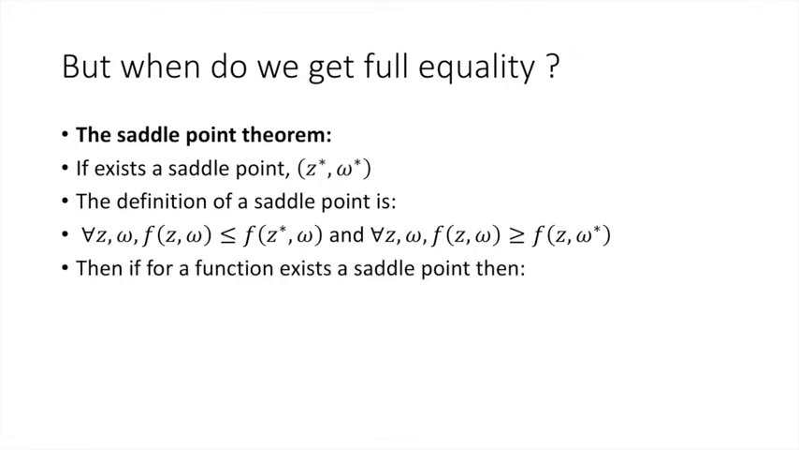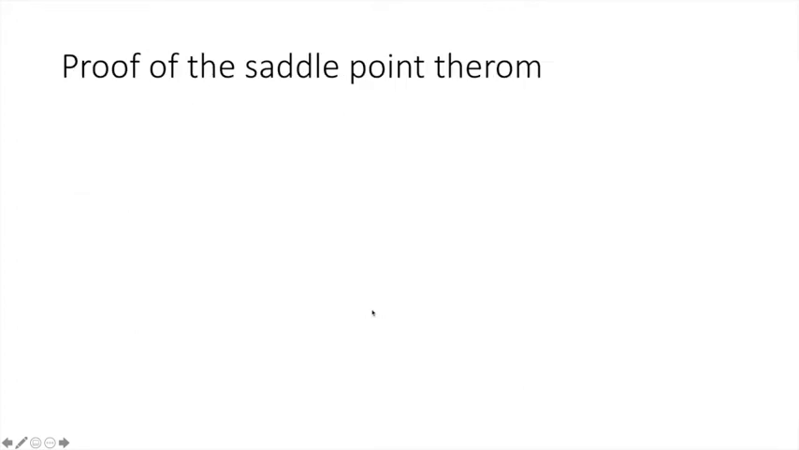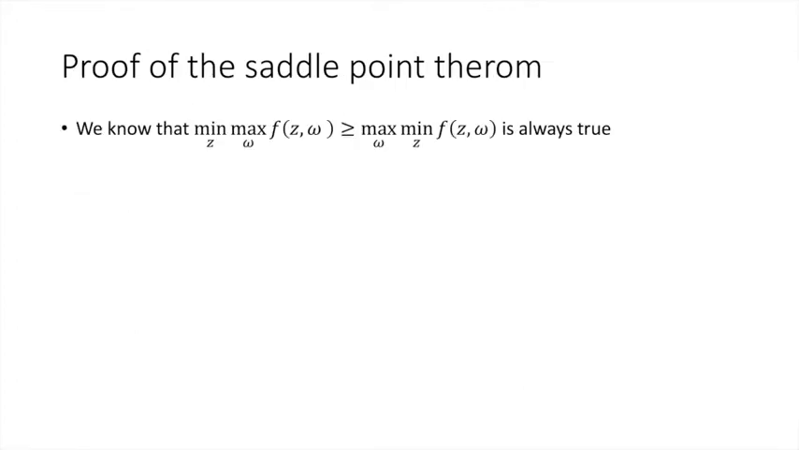Then, if for a function there exists a saddle point, we know that minimizing over z and then maximizing over omega of f(z, omega) is equal to maximizing over omega and then minimizing over z of f(z, omega). The proof of the saddle point theorem. We know that this part is correct because it's always correct. That is the minimax theorem for every function.